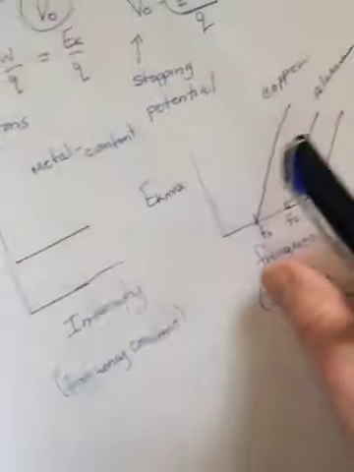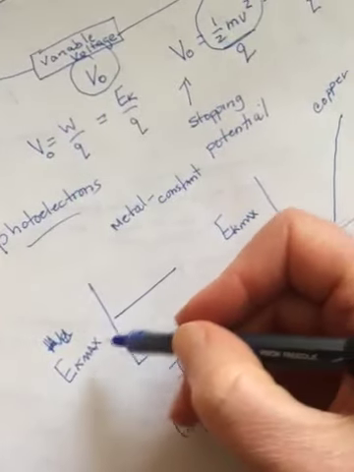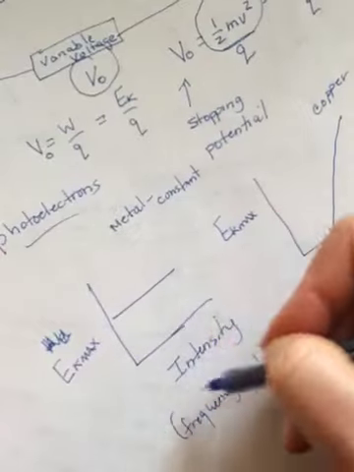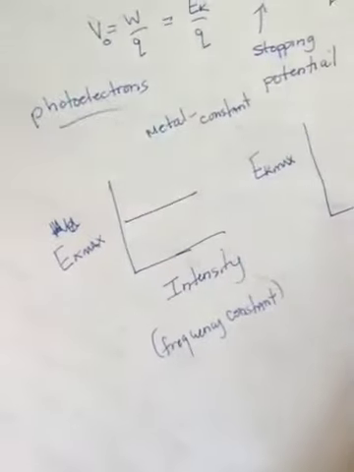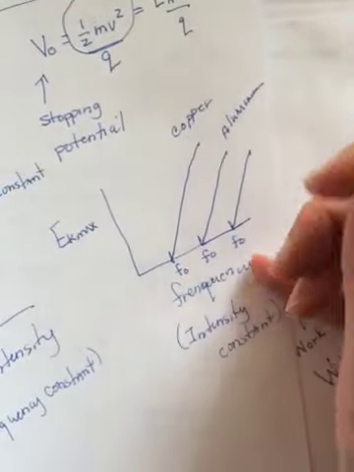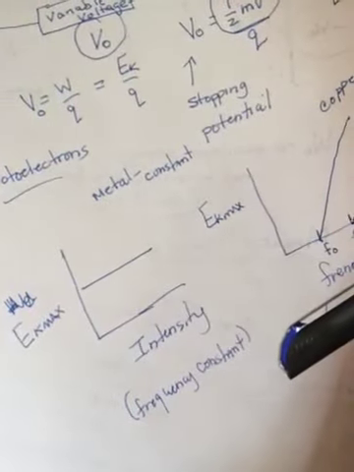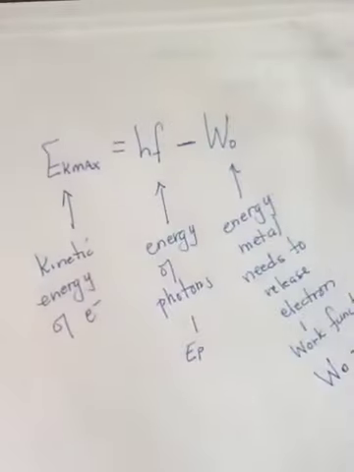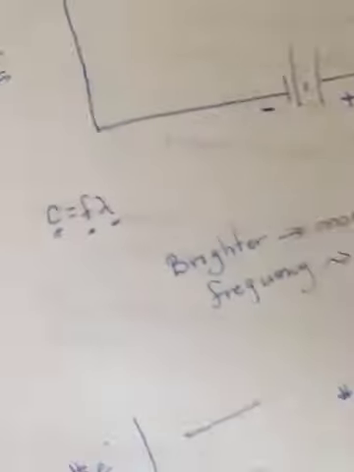So that goes back then to these questions. As you increase the intensity, it doesn't change, the intensity is the number of packets. It doesn't change the amount of kinetic energy that each electron that's released has. Instead, it changes the number of electrons being released.